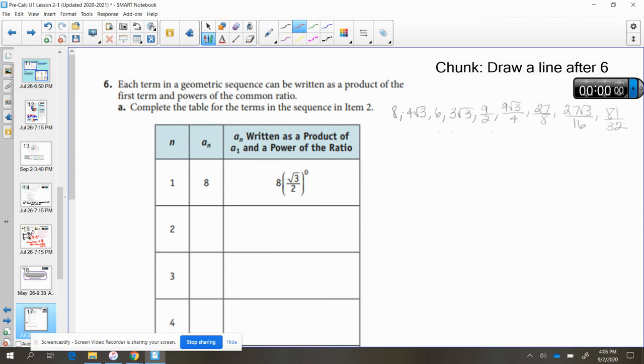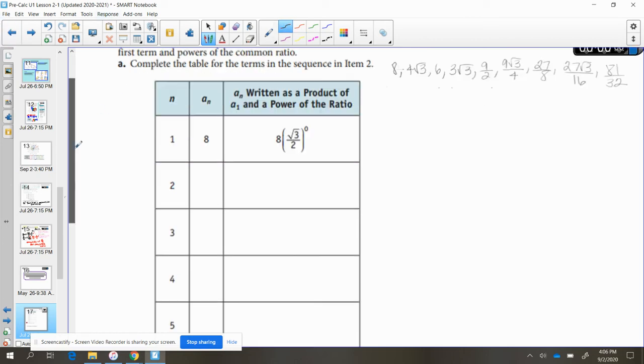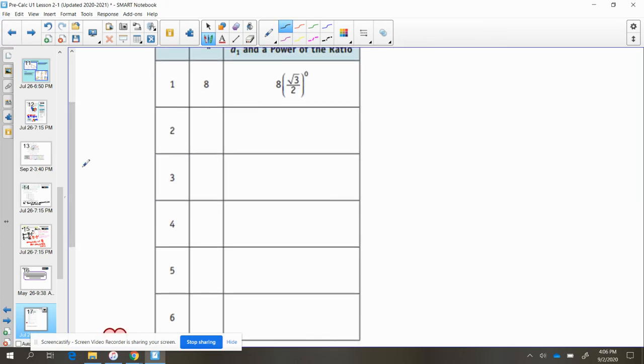We want to do the same thing now with these geometric sequences. So notice here we have our lovely sequence from the last page, and we are going to fill in the charts for each term in our sequence. We're going to fill in the value here from before. So if I copied there, 9 halves, and then 9 square root 3 divided by 4.